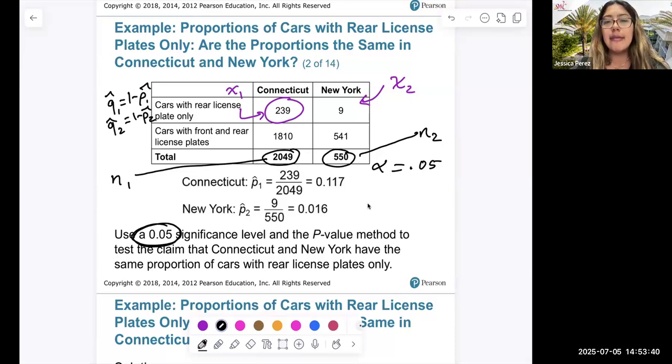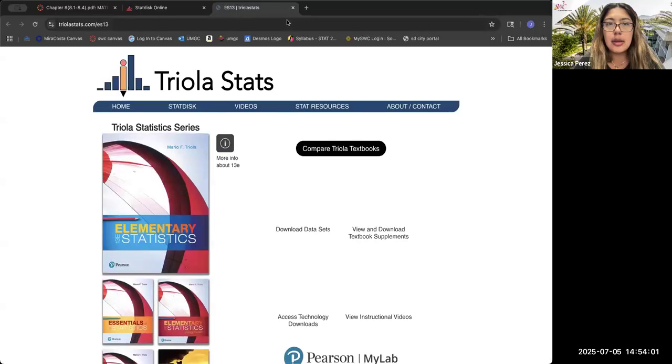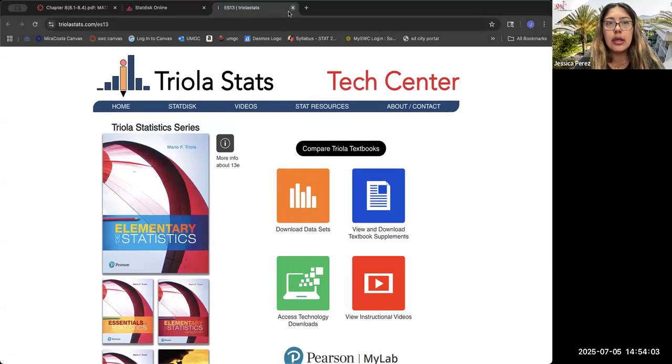And then we can use StatDisk. So let's do that. Let me open up StatDisk, and then let me show you how to do that. It's very easy, we can do it in really seconds. Once we know our pieces of information, we're kind of good to go. So here's StatDisk. This is the Triola textbook that we're using.